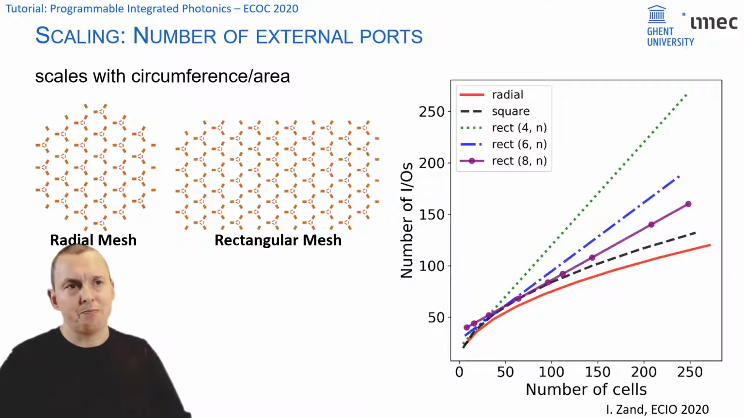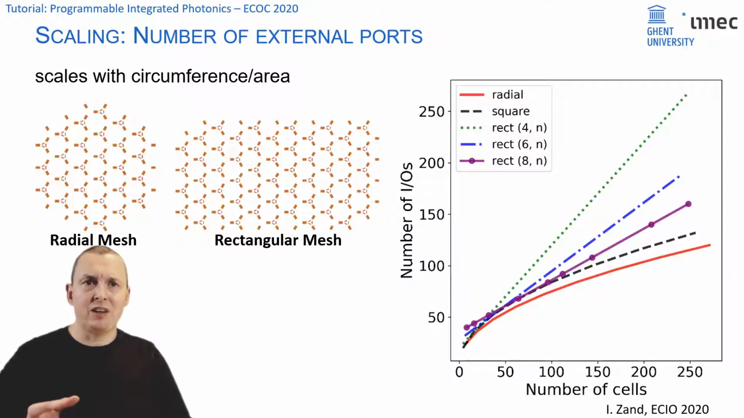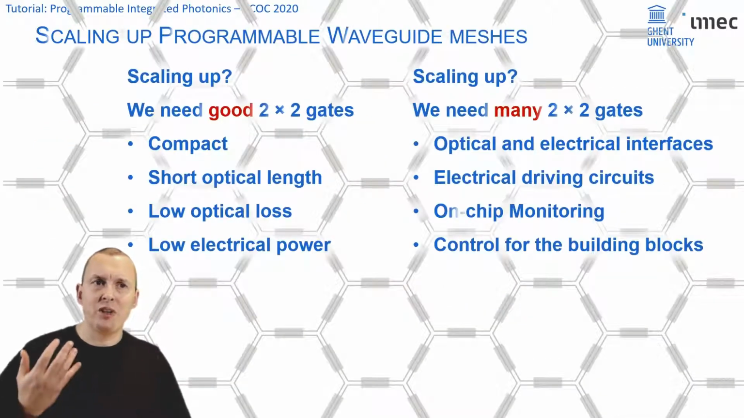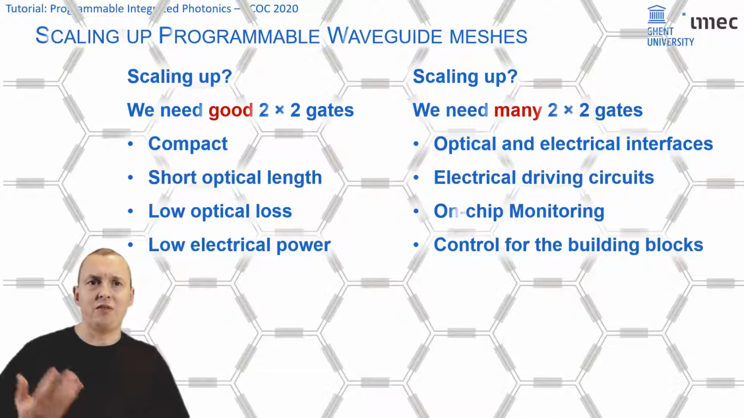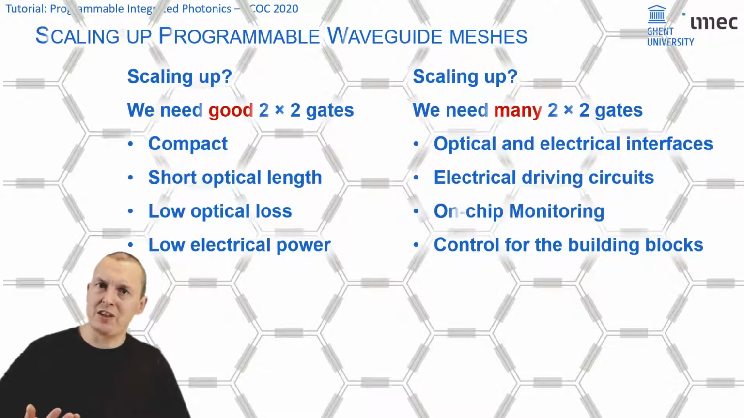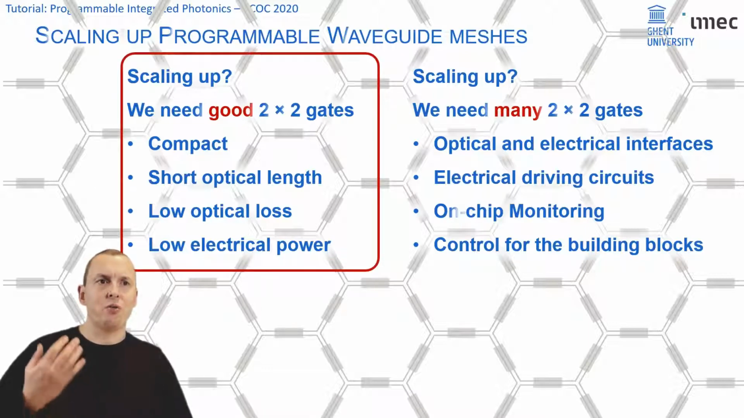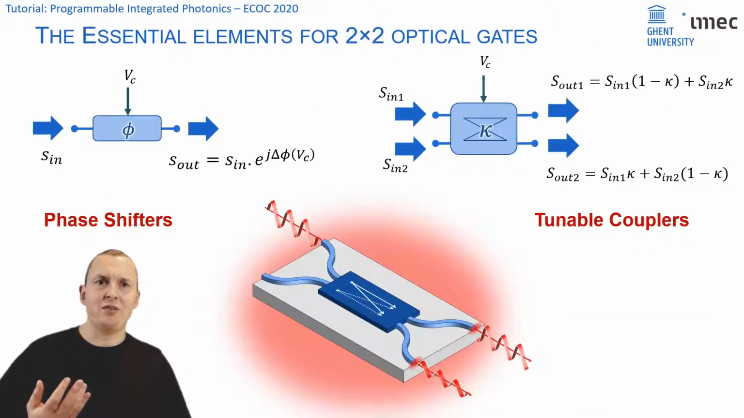So now that we have some idea of how you can scale this mesh, what are the limitations? What do we need to make this work? Well, first of all, it's clear that we need really good components for these 2x2 gates. They need to be compact, short, and also have a low optical loss and low electrical power consumption. And then you need many of those. So let's first look at the way to implement these gates. Just as a reminder, what is the basic functionality that we have here? Well, the essential element for this 2x2 optical gate is a phase shifter and a tunable coupler.